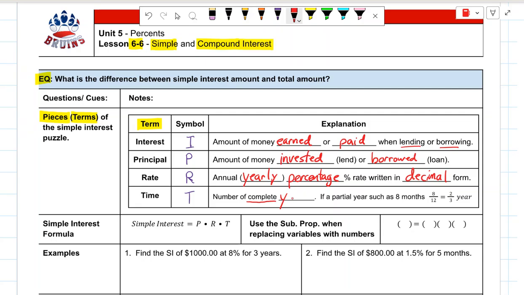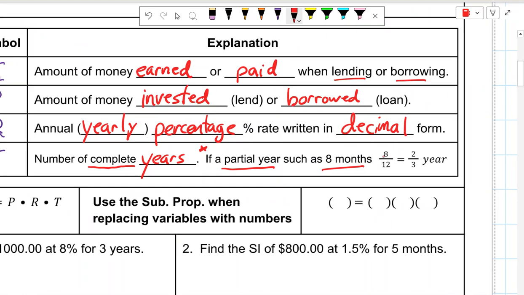Now, let's underline the word complete, because they have to be complete. If, however, make a little star on this one. This is a little asterisk thing here. If it's a partial year, such as 8 months, well, how do you do that? Well, then you have to write it as a fraction. And you can see I have an example here. There are 12 months in a year, so 8/12 of the year. So write it like that. That's now simplified to 2/3 of a year. So you would use 2/3 if it's a partial year.